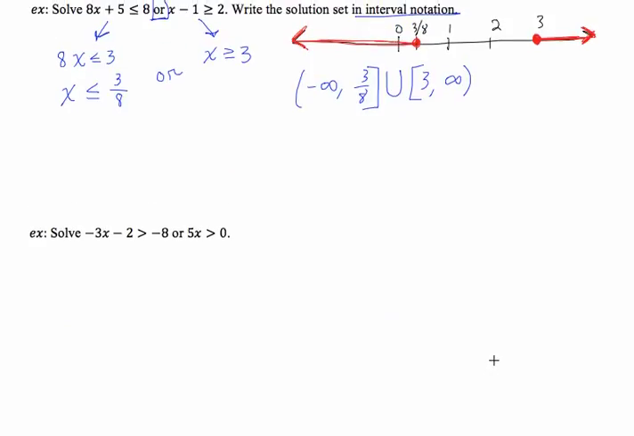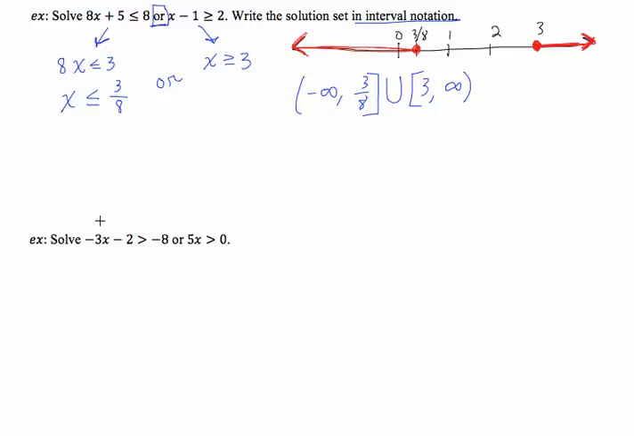Let's do another example. Let's solve negative 3x minus 2 is greater than negative 8, or 5x is greater than 0. So again, we need to first solve each inequality for x. So we'll start with this one. We'll add 2 to both sides to get negative 3x is greater than negative 8 plus 2, which is negative 6. And then we would divide both sides by negative 3 to solve for x. When we do that, we reverse the sign. Negative 6 divided by negative 3 is positive 2. So that gives us the set of x less than 2.